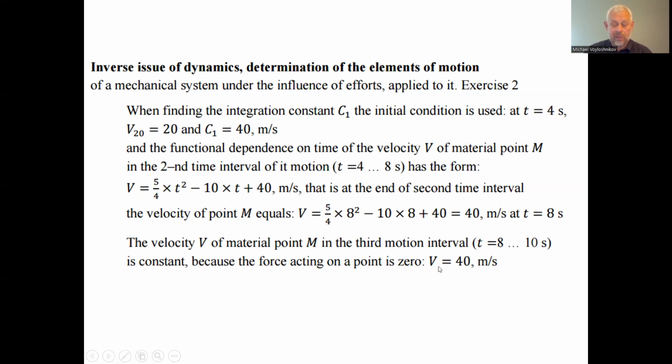That is assigned to find what is the velocity when the time of the action of the force is equal to 10 seconds. The velocity is 40 meters per second.